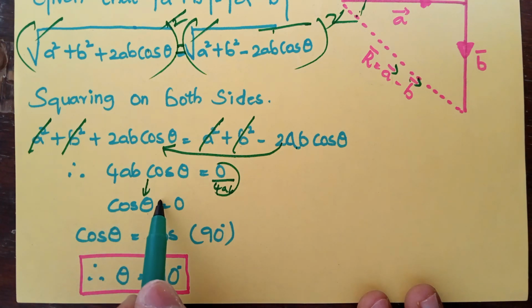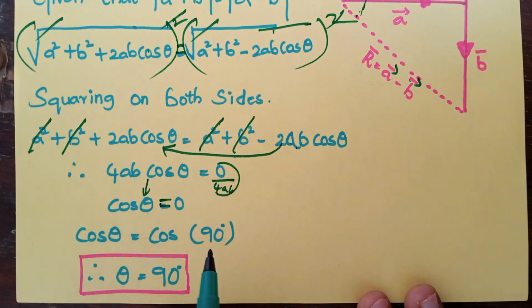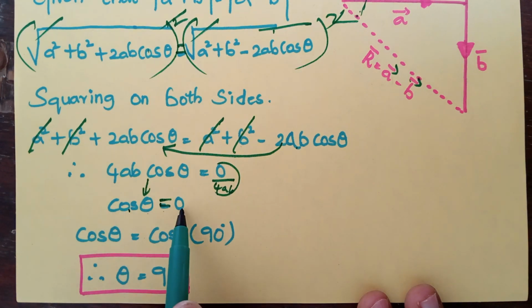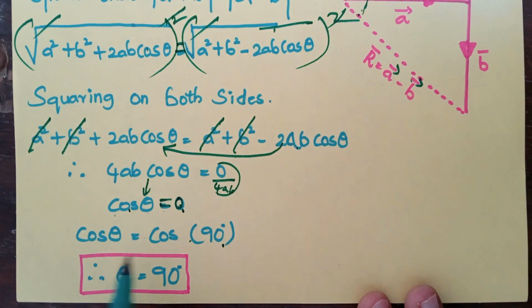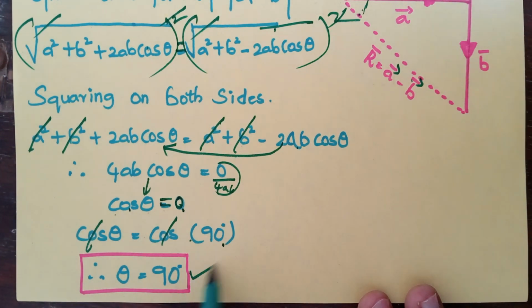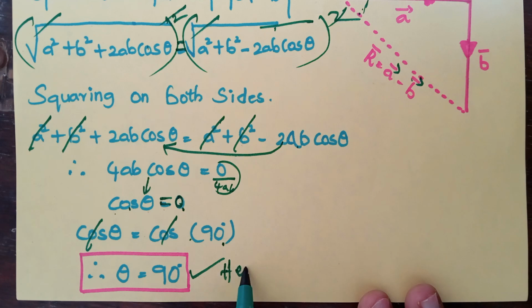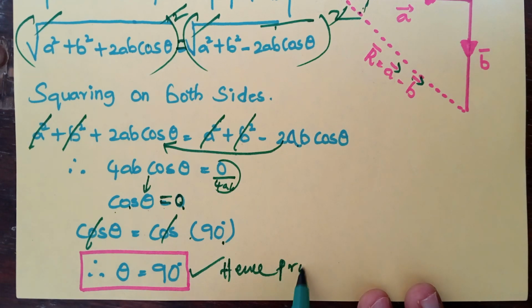In the trigonometrical table, cos 90 becomes 0. So cos is cancelled, and theta becomes 90 degrees. Hence proved. So this is a very easy question. Thank you.